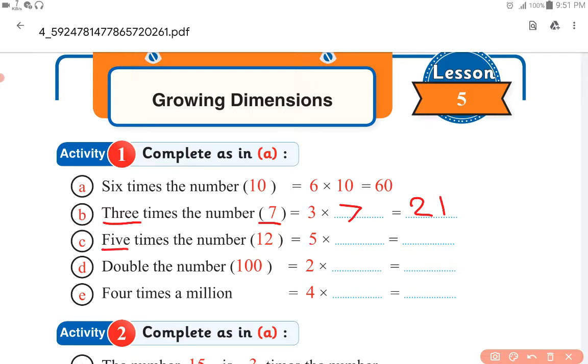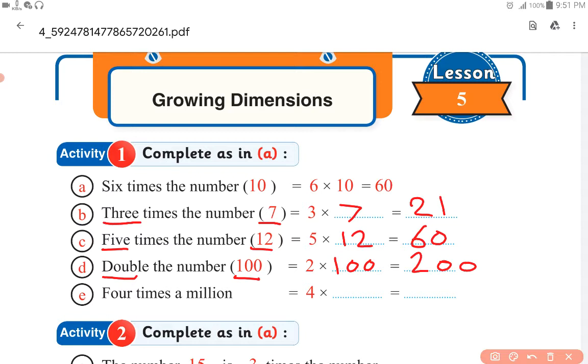بعد كده 5 times the number 12. It means 5 times 12. 5 times 12 equals 60. Double the number 100. Double means 2 times a number. 2 times 100. You will put the 2 zeros. Then 1 times 2. It will be 2. It will be 200. 2 times 100 equal 200.